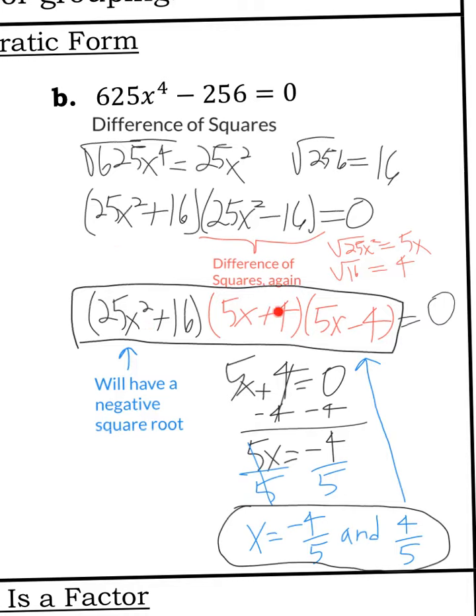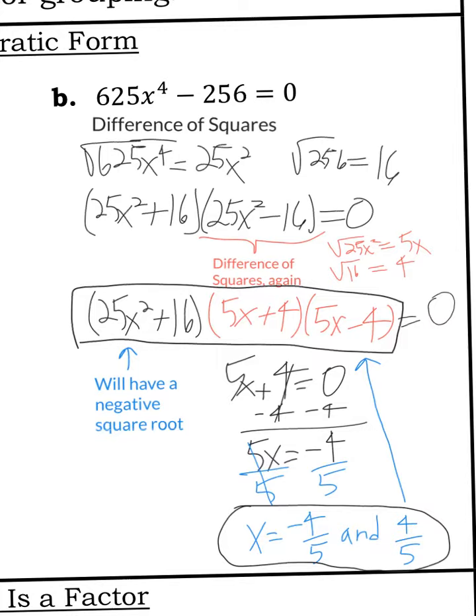So you'd set each binomial term equal to 0. And this one will end up having a negative square root because of the same reason before. I'm going to minus 16 and then I'll have to square root a negative. So I just put that explanation there. And then this one, 5x plus 4, well, I'm going to minus 4 over, divide by 5, and I get negative 4 over 5. This one I'd have to obviously add 4 over and then divide by 5, and I get a positive 4 over 5. So it's pretty much the same process.